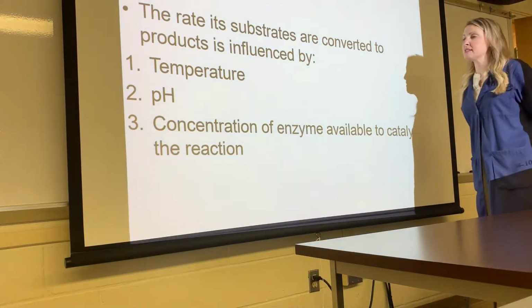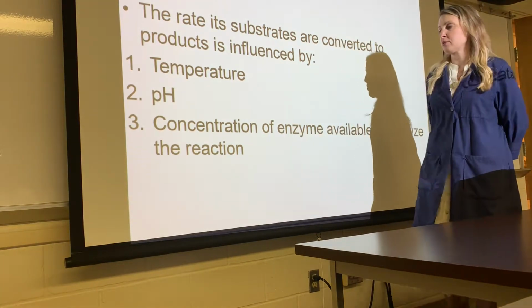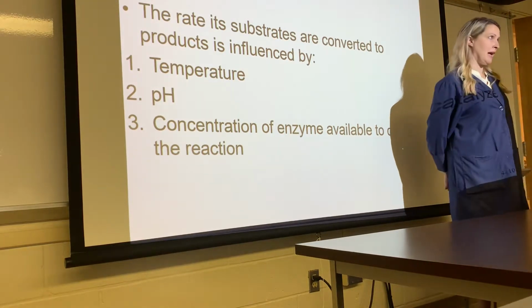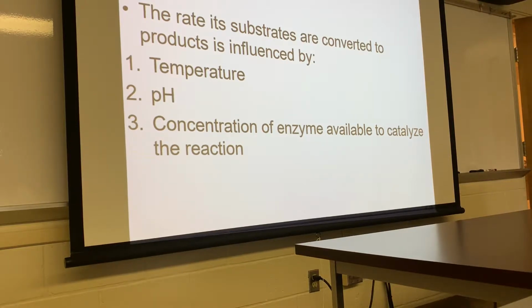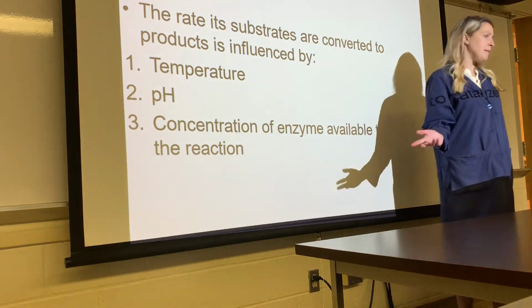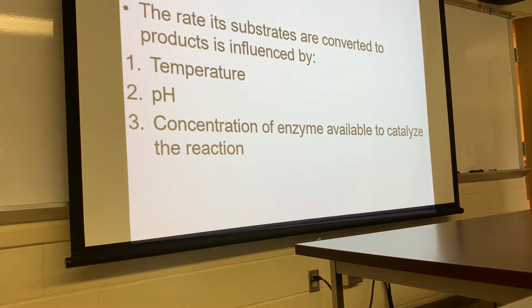So we're going to skip temperature for a second and pH. First of all, we'll talk about number 3, the concentration of the enzyme that's available to catalyze the reaction. So obviously there's a directly proportional relationship to this. The more enzyme we have available to catalyze a reaction, the more quickly we're going to convert substrates to products. That makes sense. Now, temperature is tricky.